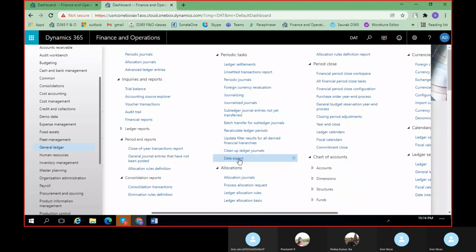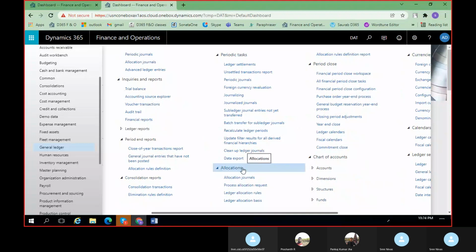In case you want to import or export data from D365 to a normal Excel sheet, you can do that. Or from an Excel sheet, if you want to export it to D365, this is a separate topic for data migration that we will discuss. And this is related to allocations.